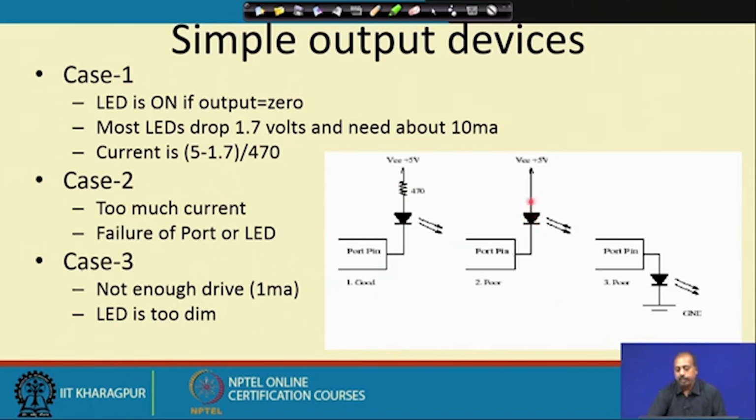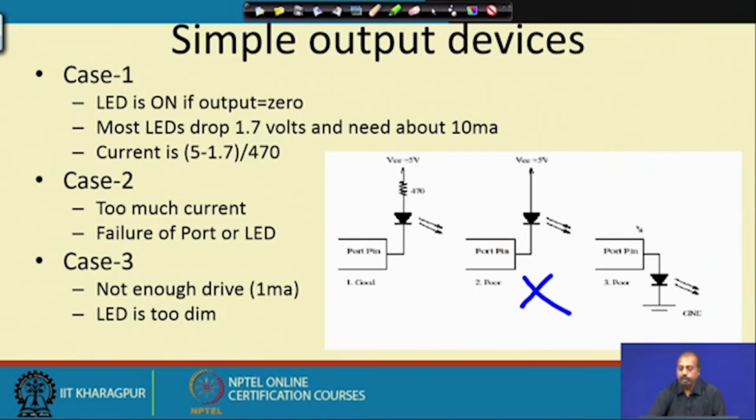The second type of connection is like this, where the limiting resistance is missing. But this is dangerous, because a high amount of current will flow through this line when the port bit is 0. The LED may burn and the port of the microcontroller or microprocessor may also get damaged. So, this is never recommended.